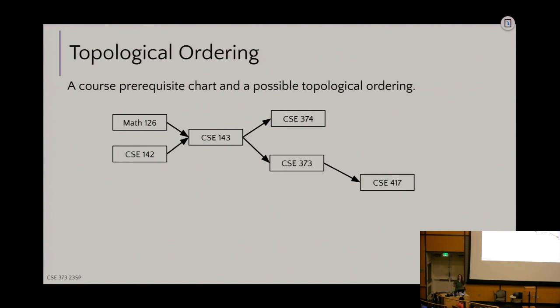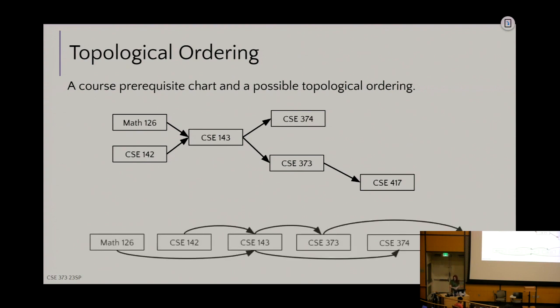What's one of the possibilities that comes after 143? All right, our friend in the back. Yes, please. Of course it's 373. I know you took that before 374. Just kidding. I also teach that class. I love them both, mostly equally. Yes, so 373. The other option is 374. And then I will reveal the final one is 417.